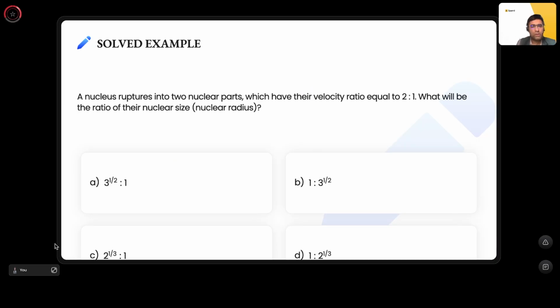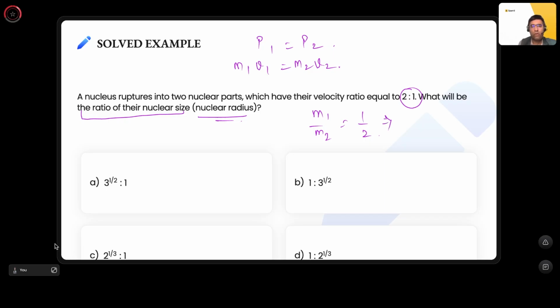A nucleus ruptures into two nuclear parts which have their velocities in the ratio 2:1. What will be the ratio of the nuclear size? So we have to find the radius. In any nuclear reaction, the momentum is conserved. So P1 will be equal to P2. So we can write that M1 V1 will be equal to M2 V2. So M1 by M2 will become V2 upon V1. Here the velocities are in the ratio 2:1, so it will become 1 by 2. All right.